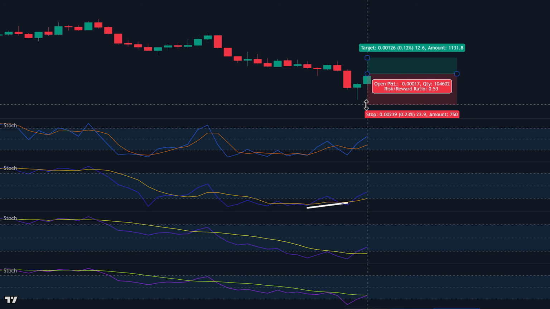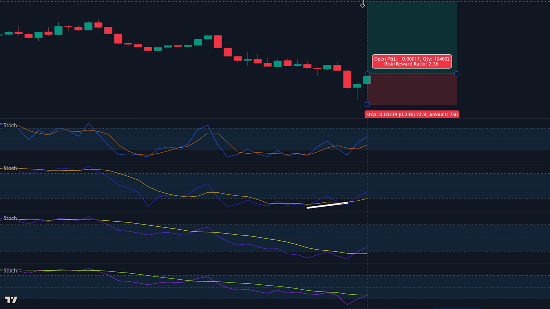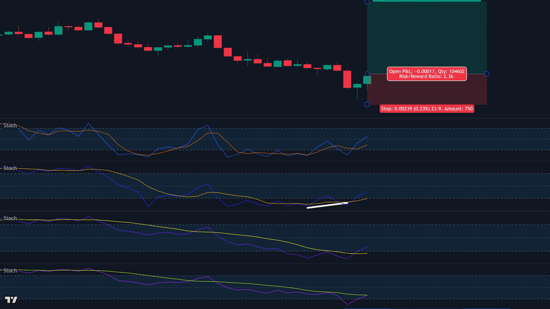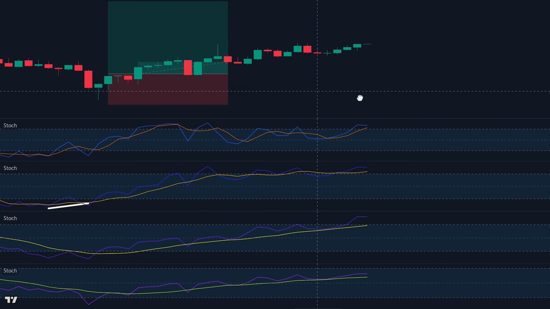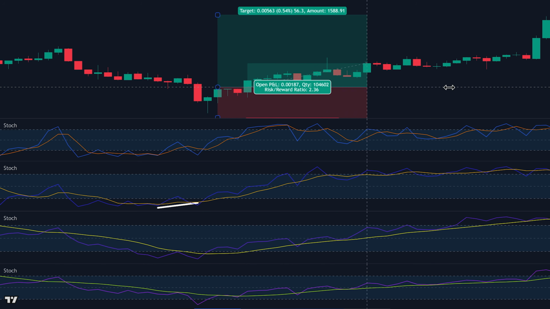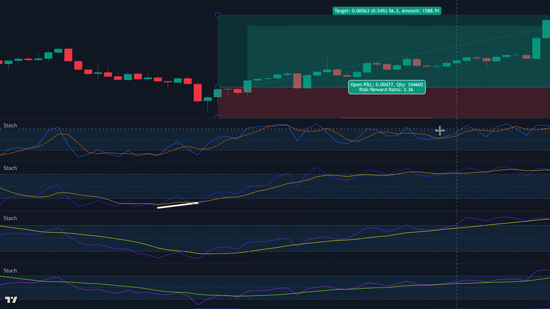As the trade progresses, you monitor the stochastic readings, and if they approach the overbought region, above 80, you consider taking profit according to your predetermined risk-to-reward ratio. In this example, the trade plays out in your favor, and you manage to secure a profit that is twice the amount of your initial risk.